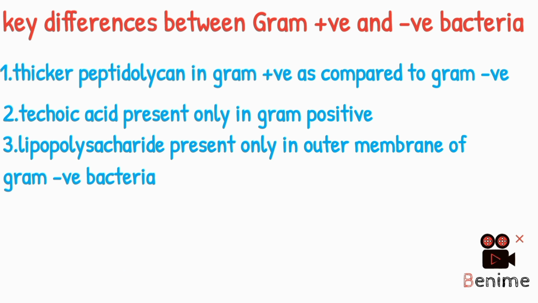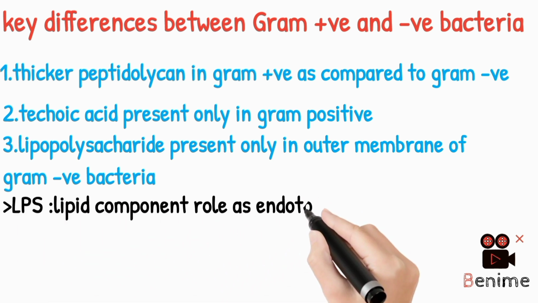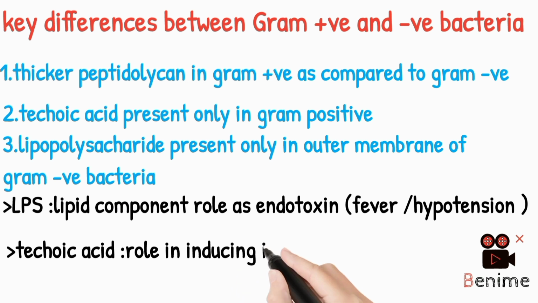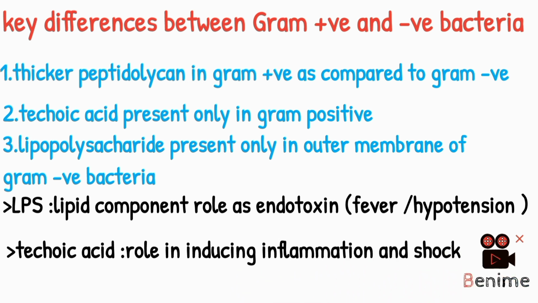And remember, lipopolysaccharide has two components, lipid component and polysaccharide component. The lipid component has a role in endotoxin. It means it can act as endotoxin, and this means that it can cause fever and hypotension. So this is a mechanism by which it causes inflammation and infection in humans. And then teichoic acid has a role in inducing inflammation and shock, just similar to lipopolysaccharide, which is present only in gram-negative. The teichoic acid, which is only present in gram-positive, has a role in inducing inflammation and shock.